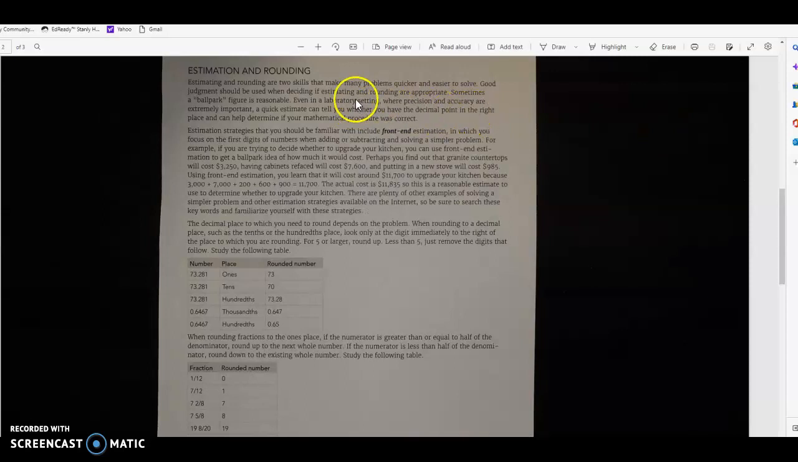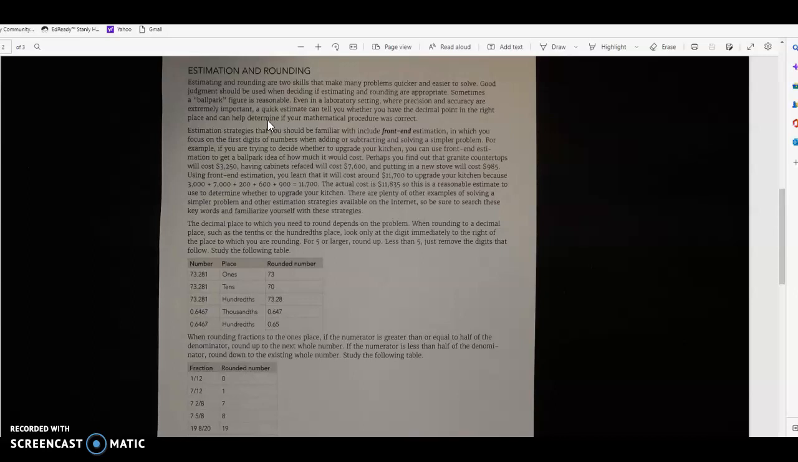Then on the next page in the TEAS manual is the estimation and rounding. I want you to go ahead and read this whole paragraph, but the main thing is when you are estimating, you need to decide how close do I need to be to the actual answer. Can I just be in the ballpark and be reasonable?